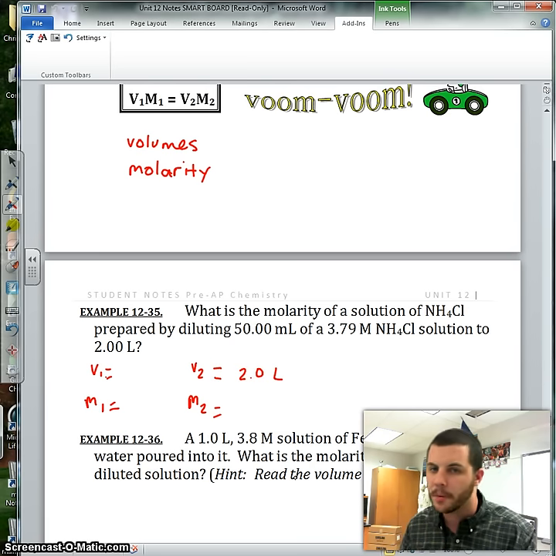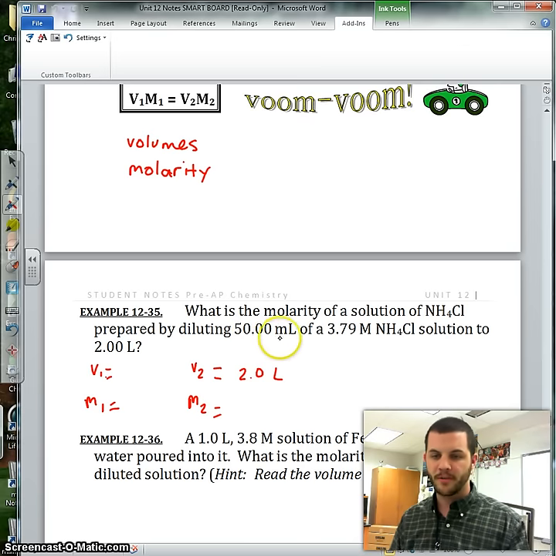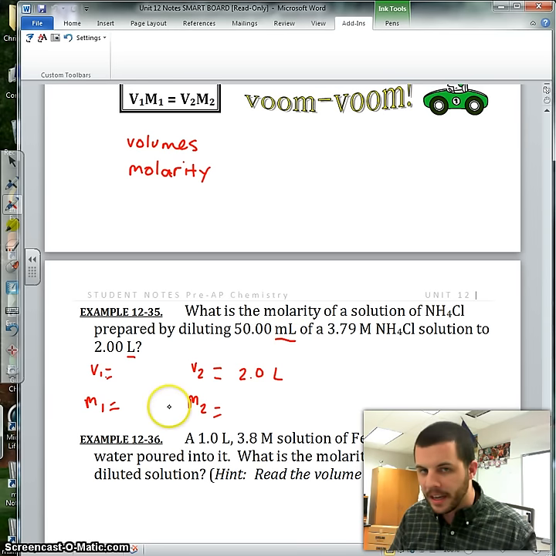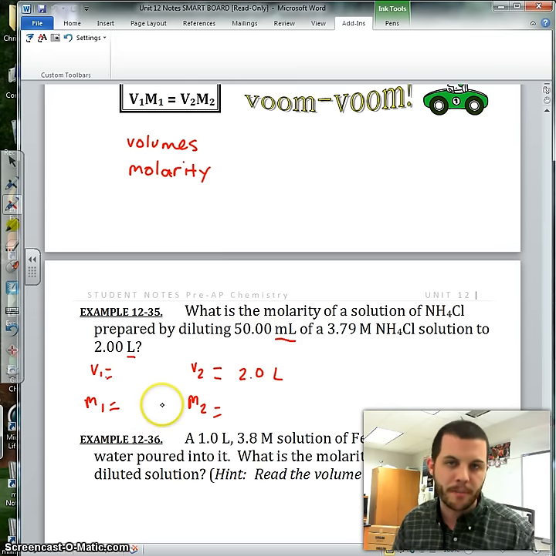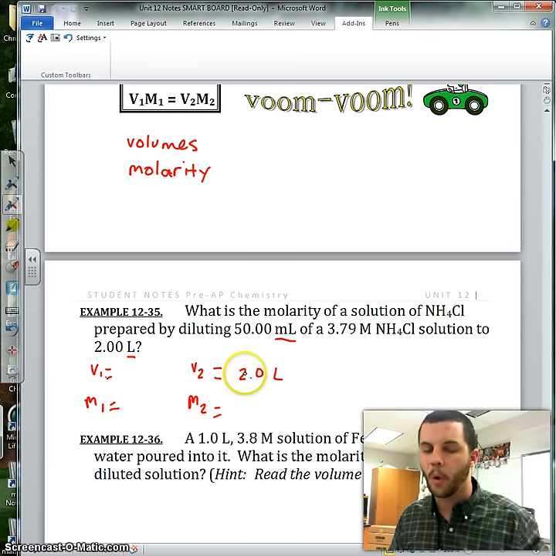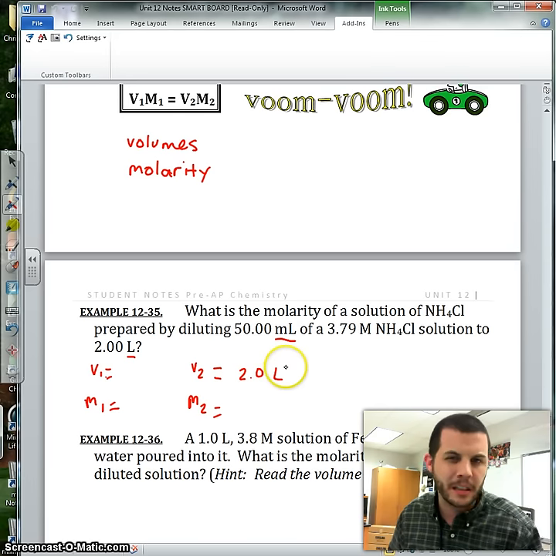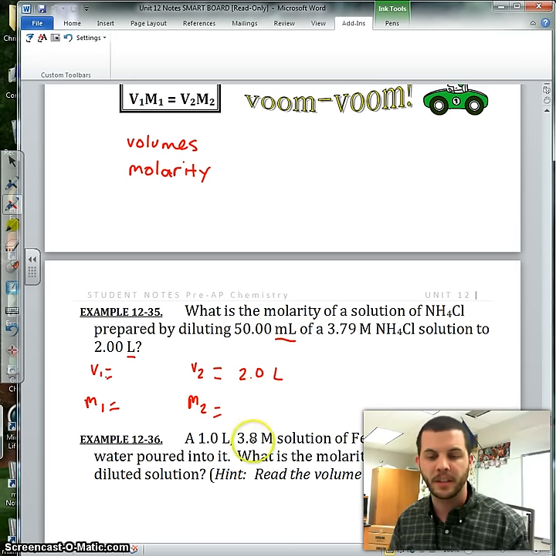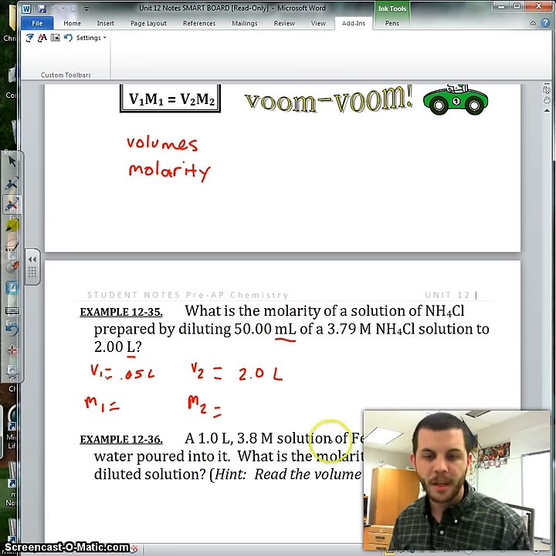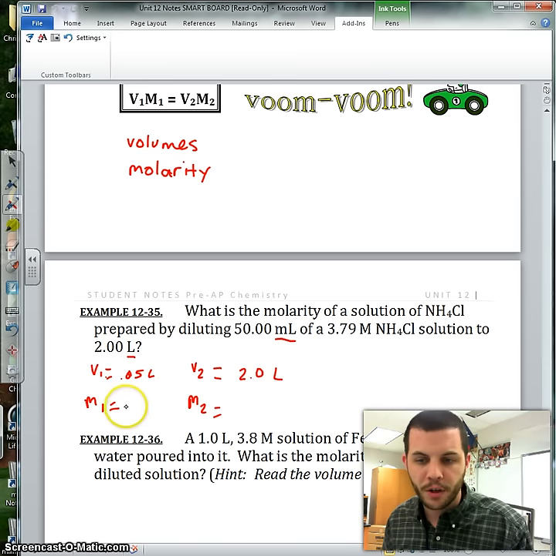Now, a lot of y'all are probably already noticing that my original volume and my final volume have two different units. This one's in milliliters, this one's in liters. Just like in the gas laws unit, I have to make sure that my units match up. So I need to convert one or the other. Since I've already written down liters, I might as well convert 50 milliliters to liters. I can just divide it by 1,000 and get 0.05 liters.